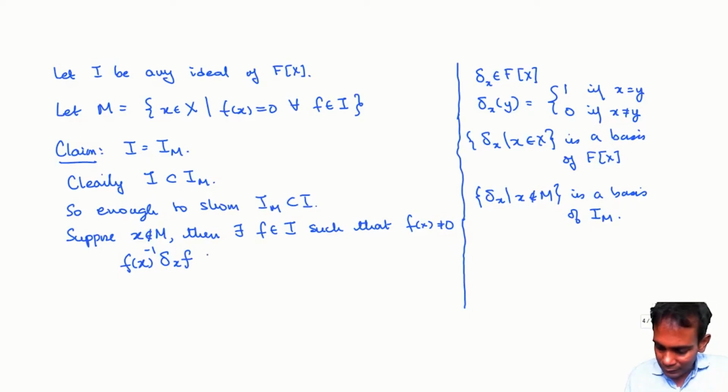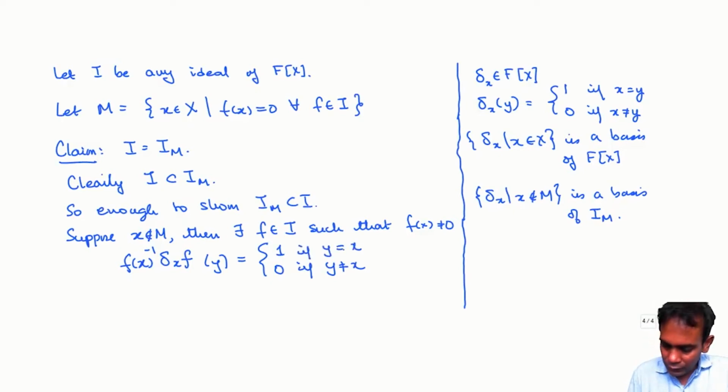Now let's evaluate this at y. So if y is not equal to x, then delta x of y will vanish, so this will be 0. And if y is equal to x, then you'll get delta x is 1, and f of x times f of x inverse is 1. So this is equal to delta x.